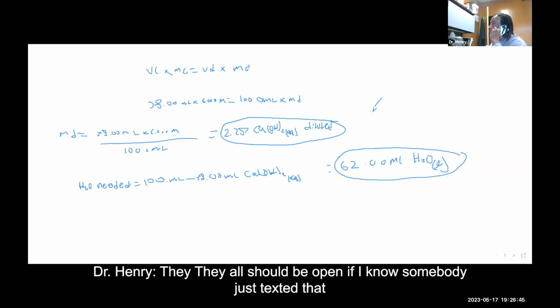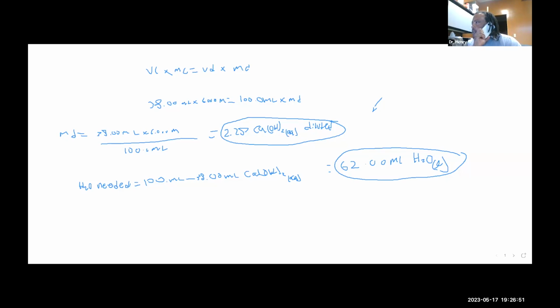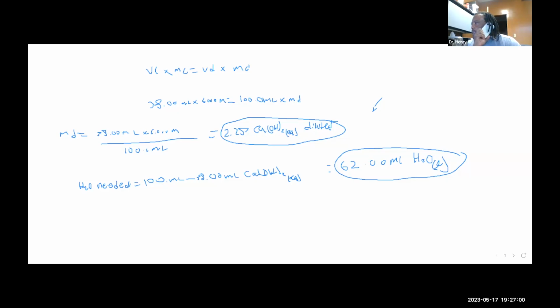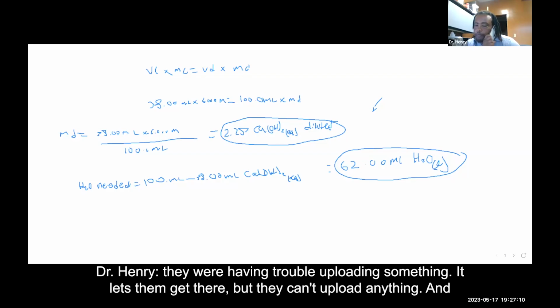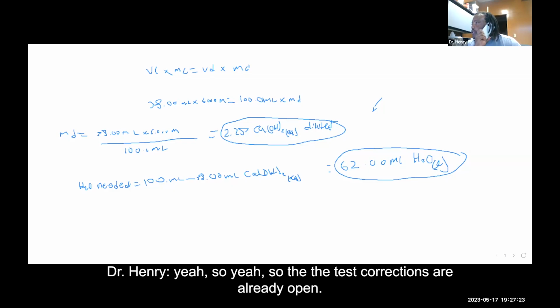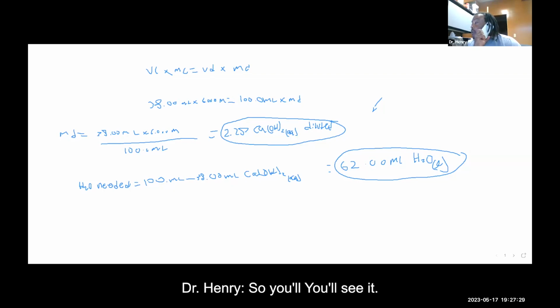They all should be open. Somebody just texted that for some reason they were having trouble uploading something. It lets them get there, but they can't upload anything. So the test corrections are already open. I'm going through right now to give you your final score. I'm releasing them now, so you'll see it too.